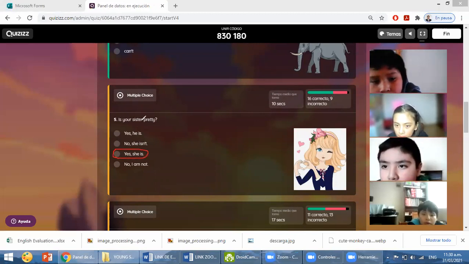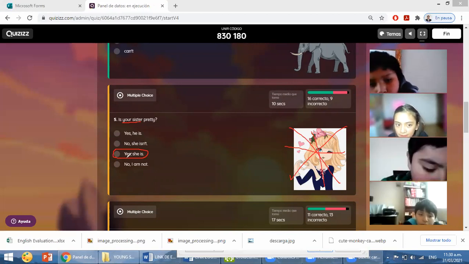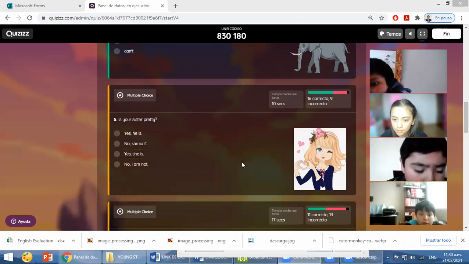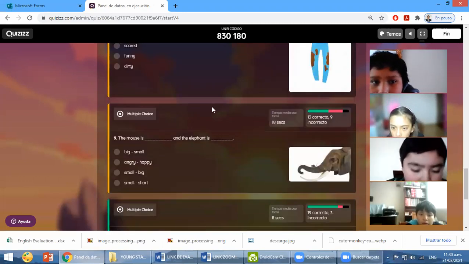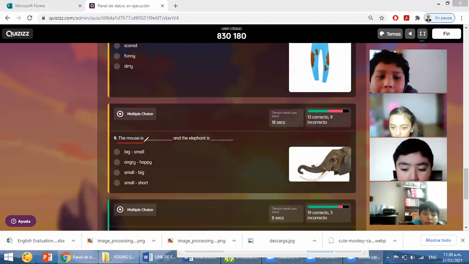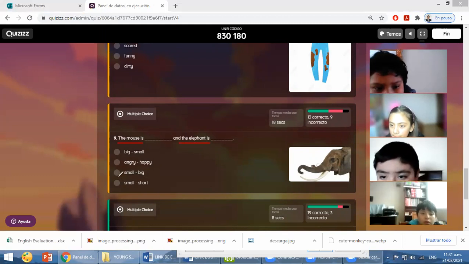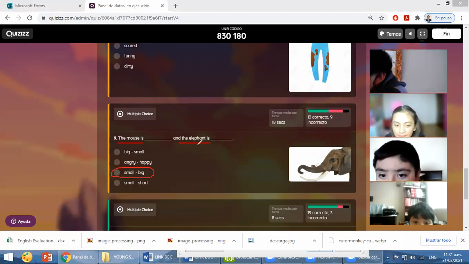It's your sister. Así no apareciera la imagen, si no te doy la imagen, dice your sister. Sister is a girl. Yes, she is. Okay, she. Be careful with that. Now, this picture, please. Number 9. The mouse is, the elephant is. The mouse is small and the elephant is big. Very good. El adjetivo que representa mouse, small. An elephant, big. Okay, my friends?